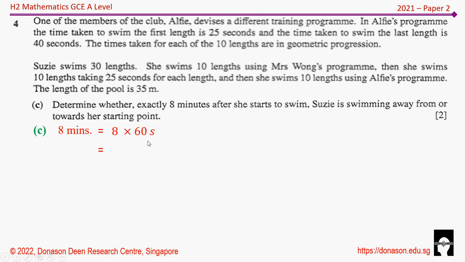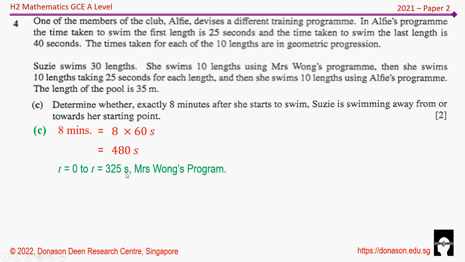The reason why we need to convert it into seconds is because all the problems we have been working out are in terms of seconds. So 8 times 60 seconds is 480 seconds, right? She swims the first 10 lengths using Mrs. Wong's program. So let's see whether, within that 480 seconds, she is in Mrs. Wong's program, or in the constant lap, or in Alfie's program. Mrs. Wong's program takes a total of 325 seconds, right?